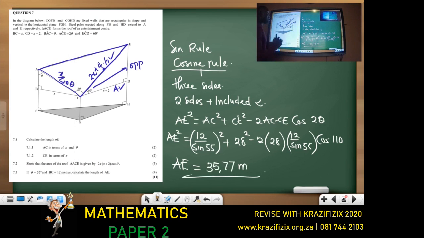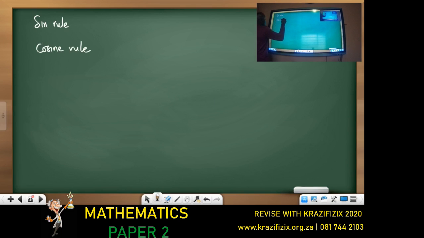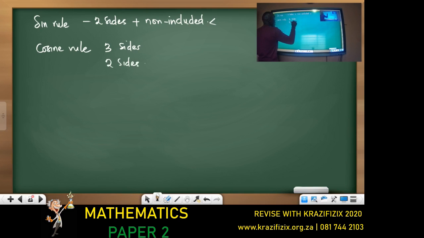Great. So this is your trig. Please let me just quickly do a crash course here. Sine rule and cosine rule. Here you use it when you have two sides plus a non-included angle. That is angle that is not in between the two sides. Here you use it when you have three sides, and here you use it again when you have two sides plus an included what? Angle.